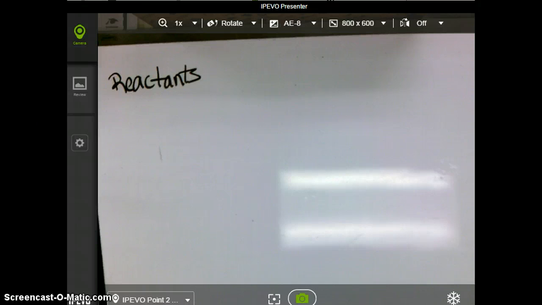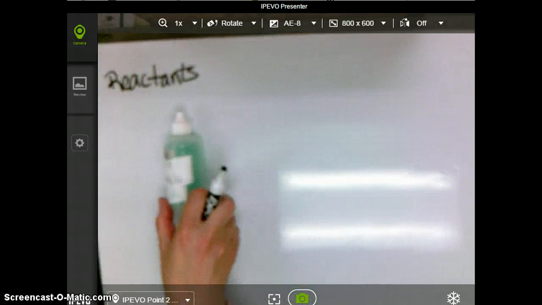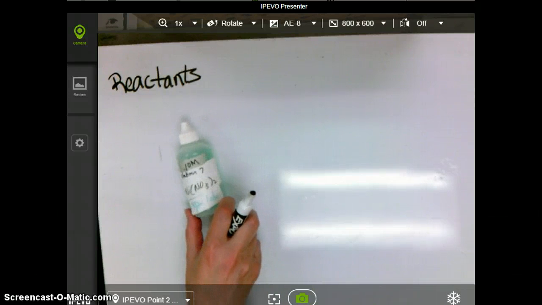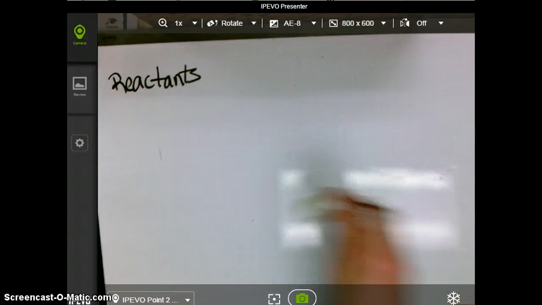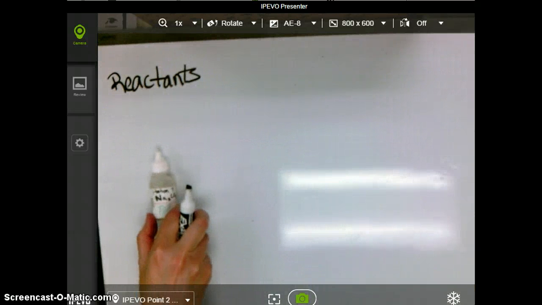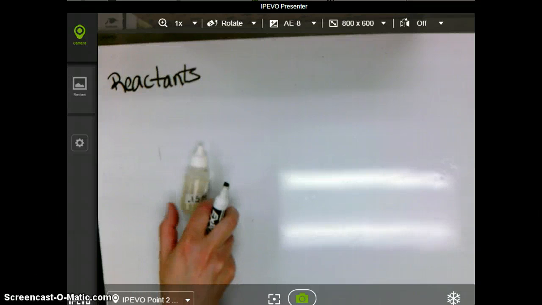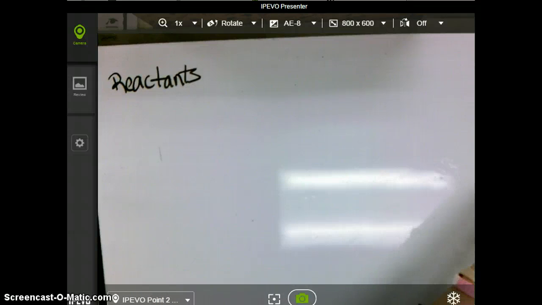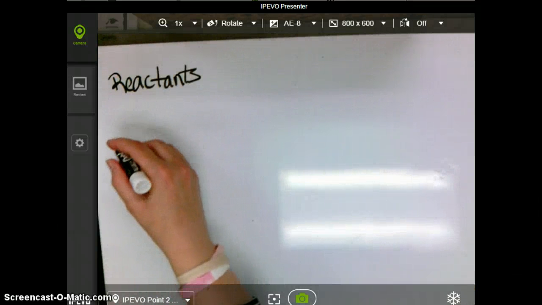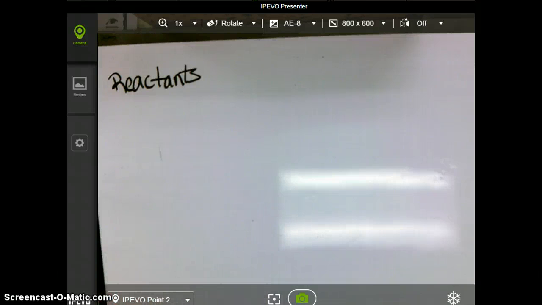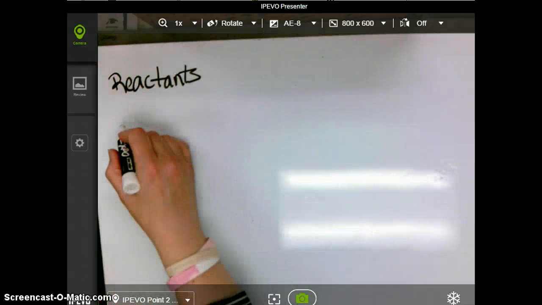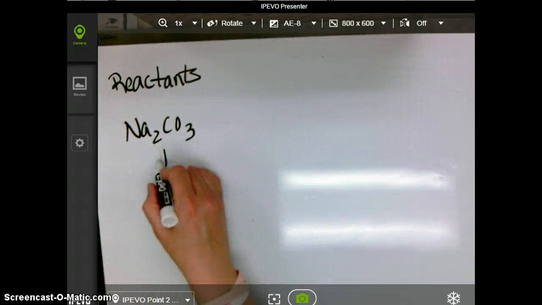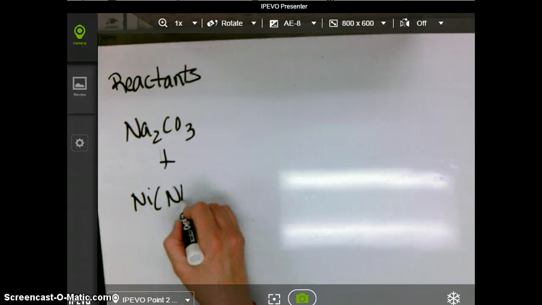on your PPT chart. Now, when you look at the two bottles that I've got, a bottle that says 0.1 molar NiNO3 as one of my reactants, and then my second reactant for station 7 is 0.15 molar, you can see it right on the bottle, Na2CO3. So when I write my reactants down on what would be my PPT chart, if I were doing station 7, I would write it down Na2CO3, and then my second reactant is NiNO3.